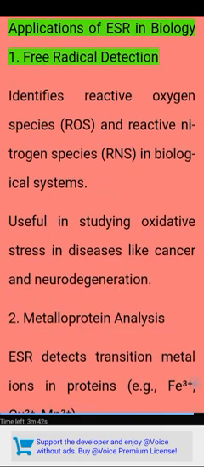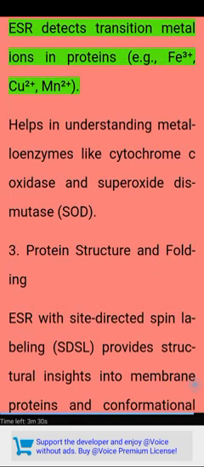Applications of ESR in biology. 1. Free radical detection. Identifies reactive oxygen species, ROS, and reactive nitrogen species, RNS, in biological systems. Useful in studying oxidative stress in diseases like cancer and neurodegeneration. 2. Metalloprotein analysis. ESR detects transition metal ions in proteins, e.g., Fe3+, Cu2+, Mn2+. Helps in understanding metalloenzymes like cytochrome c oxidase and superoxide dismutase, SOD.